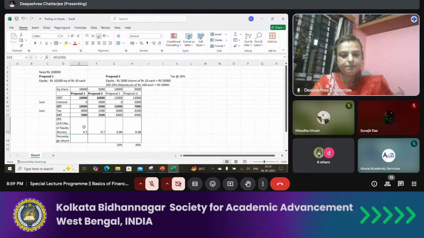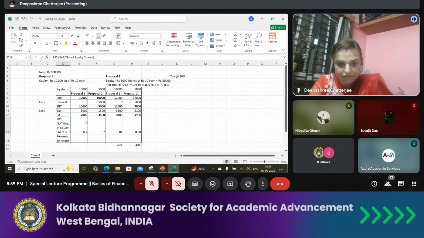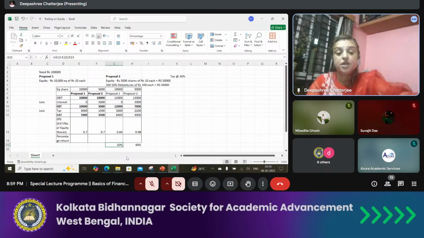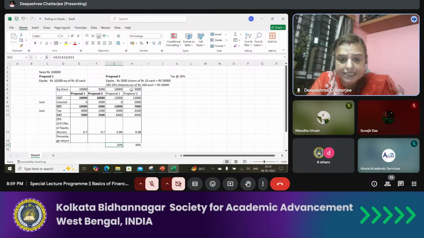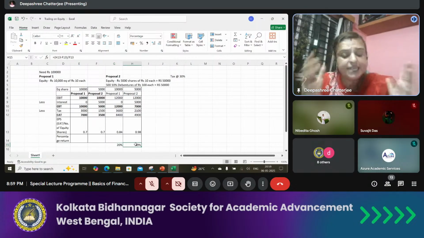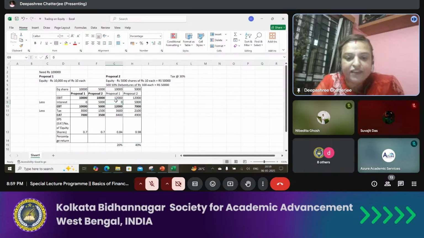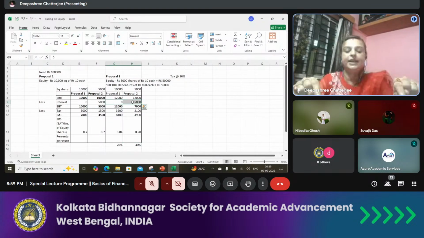right? So this is the earning per share, right? So the percentage increase in proposal 1, with a 20% increase in profit, the equity shareholders' return has also increased by 20%. But when debt capital was present in the capital structure, the percentage return increased by 40%, not by 20%. Why? Because the interest part here is fixed, right? And this is called trading on equity.